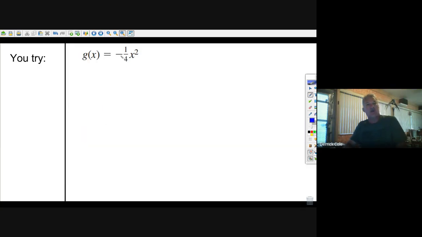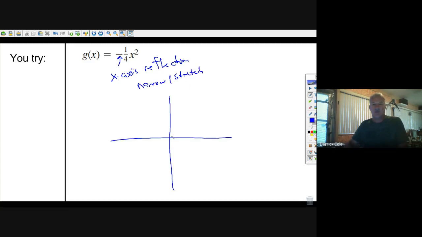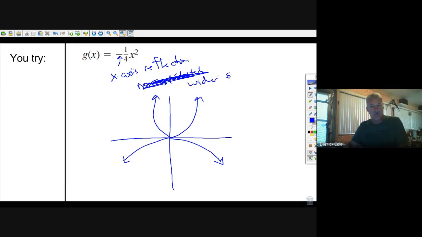All right, this is going to open down, x-axis reflection. If you see a negative, it's going to be an x-axis reflection. All right, and it's going to be narrow, which the technical term is a stretch. All right, so just real quick, if I have y equals x squared right here, boom, this is going to be narrow. I mean, wider. I was wrong. Sorry. Erase, erase, erase, not narrow. It's going to be wider, which is a shrink.